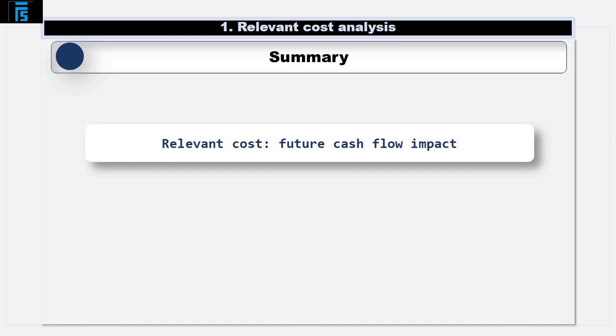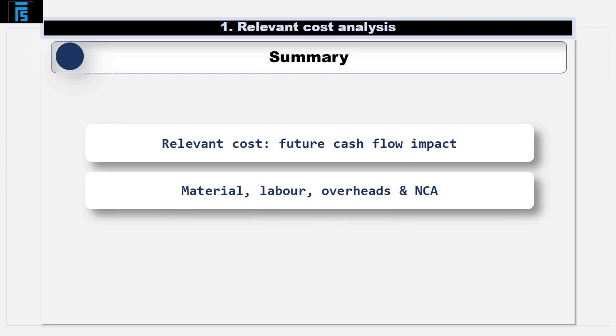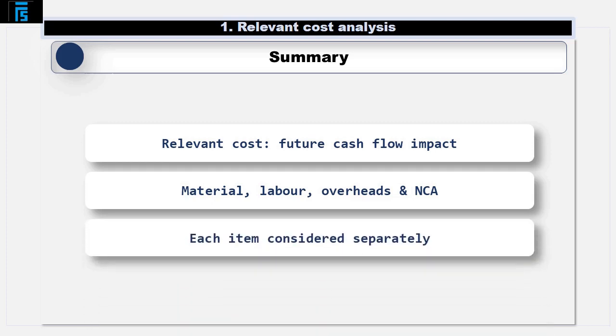In summary then, a relevant cost is the future cash flow impact of a company undertaking a particular course of action, usually making a decision, undertaking a job, or considering a project. Relevant costing principles can be applied to material, labour, overheads, and non-current assets. Typically, each of these items is considered separately.